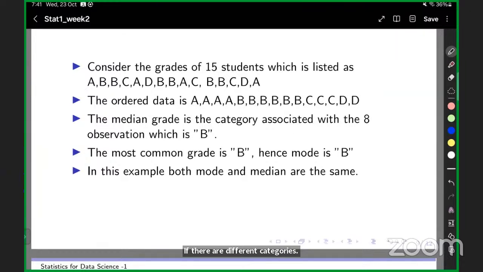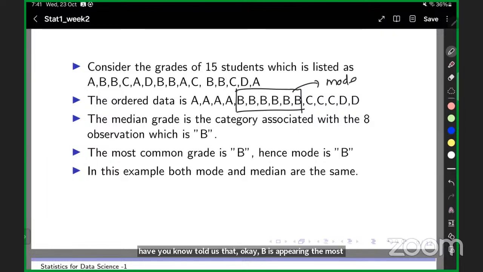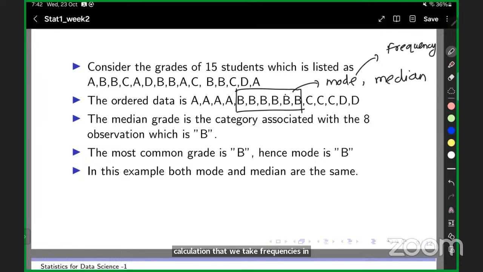Okay, so in this, they have told us that B is appearing the most, so it is the most frequent category, right? That's why it's a mode, and it's also in the middle, so that's why it's a median also. So a category can be a mode and median, both of them. There is no problem with that, because mode is a different kind of calculation where we take frequencies into the picture. Here we don't care much about frequency.